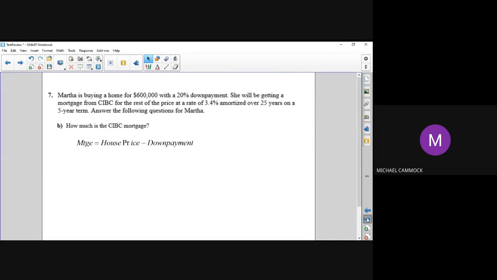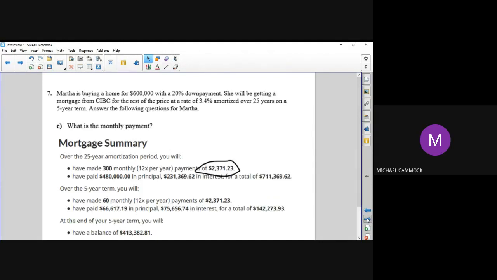And then we started looking at the figures from the website. Monthly payment based on the mortgage amount, which is not the house price. The house price is not the mortgage amount. It's $480,000 in this case. And this thing I circled here would represent the monthly payment.